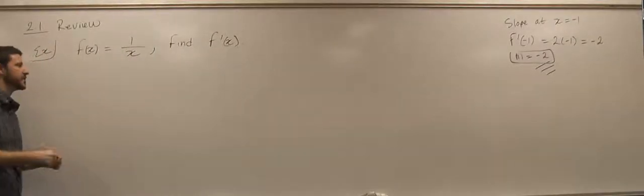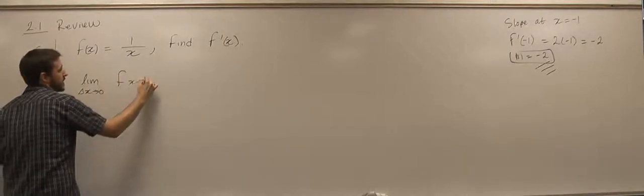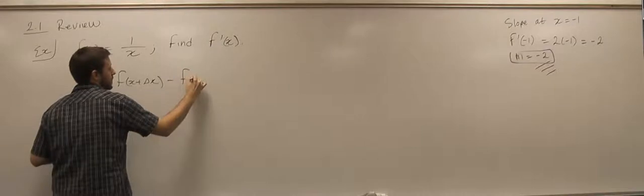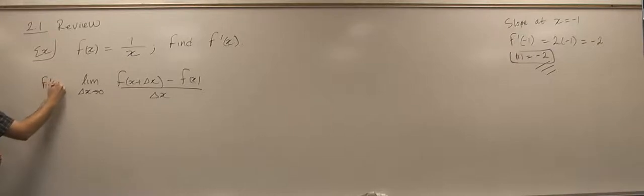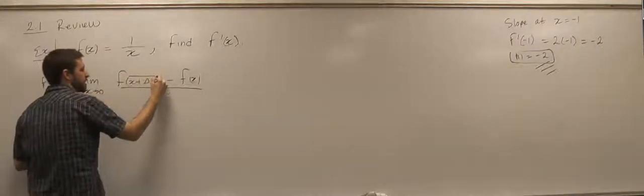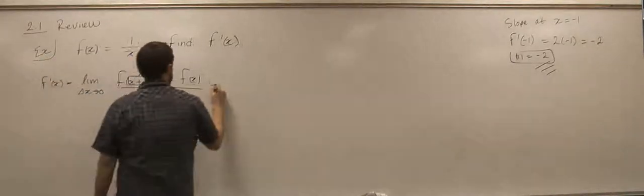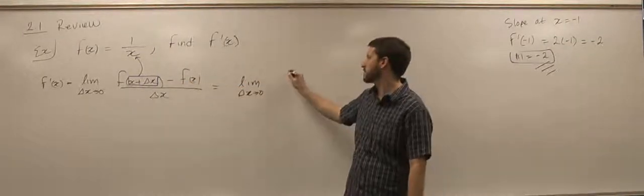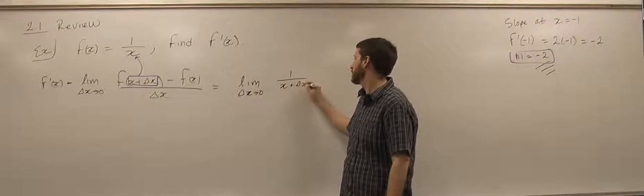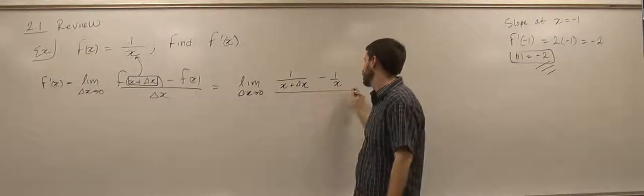Whenever you're finding a derivative in this section, you start with your limit as delta x goes to 0 of f of x plus delta x minus f of x over delta x. Right? This is your definition of derivative. So this will equal f prime of x. But now when you plug x plus delta x into your function, you end up with a fraction. So this will equal the limit as delta x goes to 0 of 1 over x plus delta x minus 1 over x, right, because you subtract the function again, all over delta x.